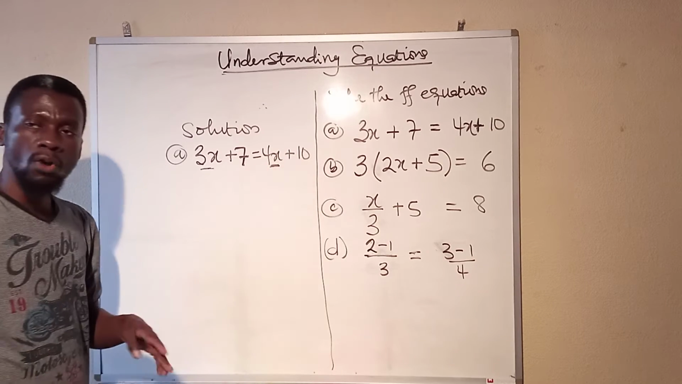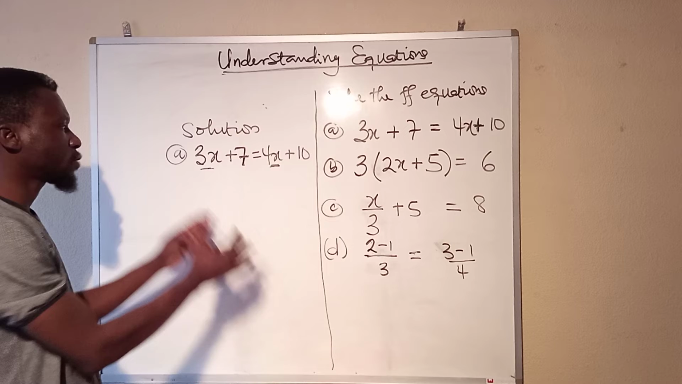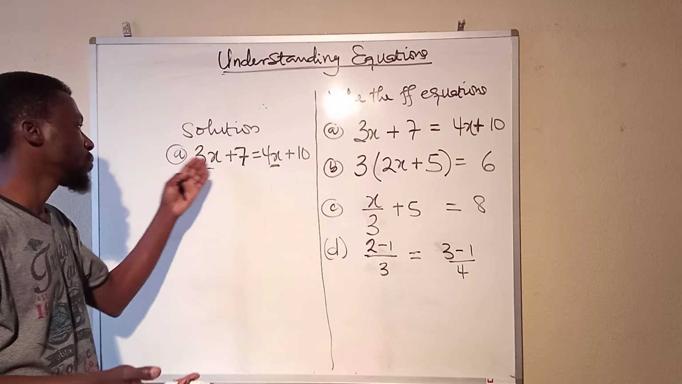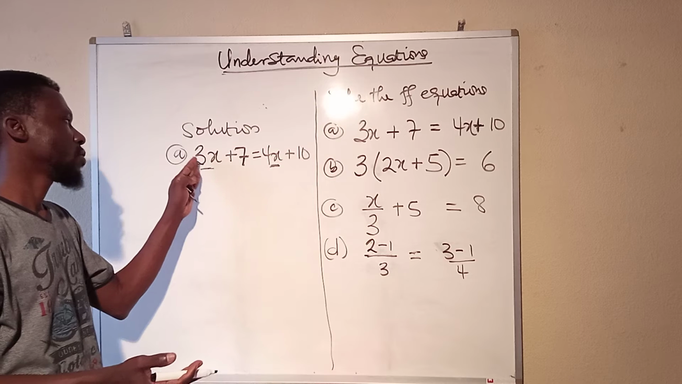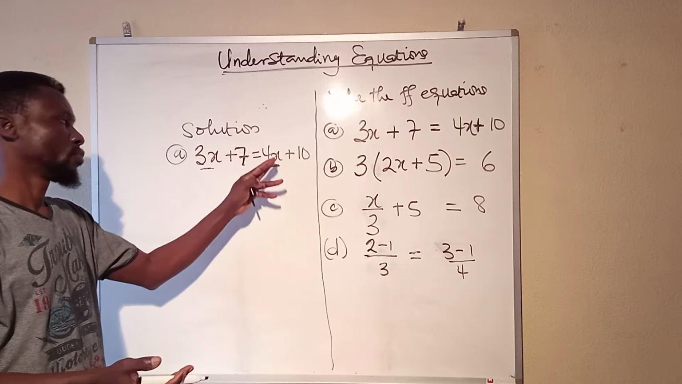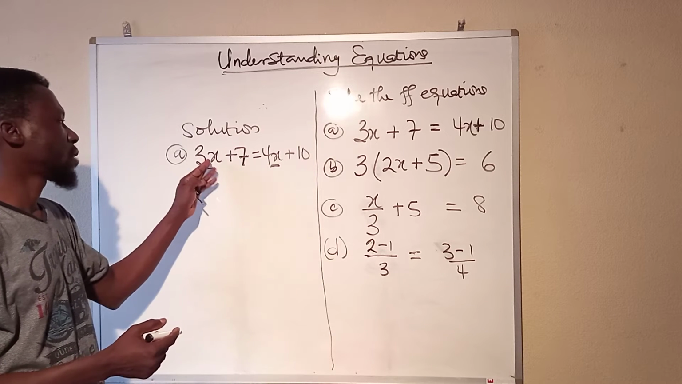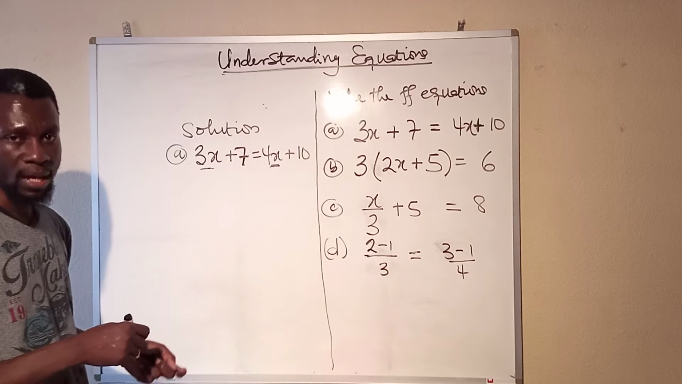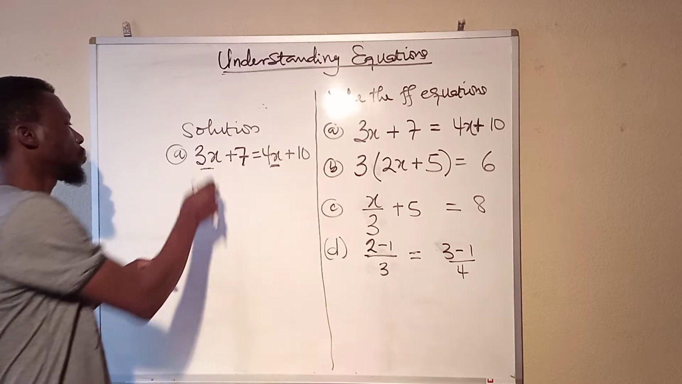So our aim is that all expressions with x should be at one side of the equal sign. This x could be any letter of the alphabet. It could be 3a, here could be 4a. Here could be 3y, here could be 4y. All right. But we cannot have different letters in one equation at the same time. All right. So that is it.